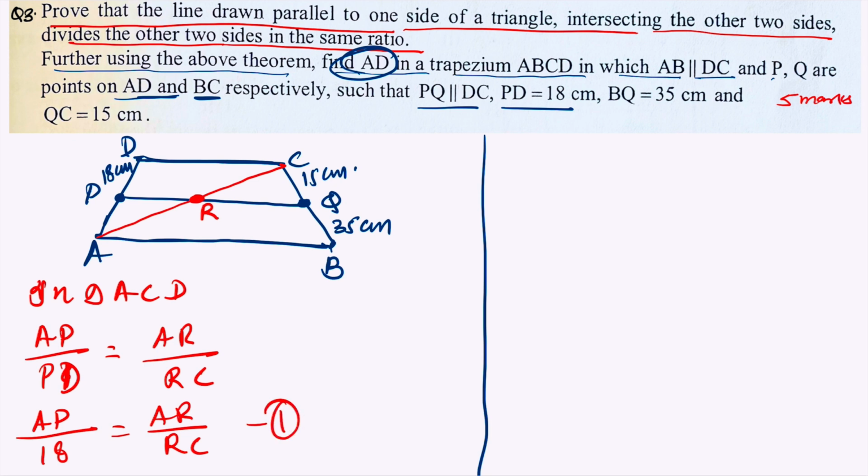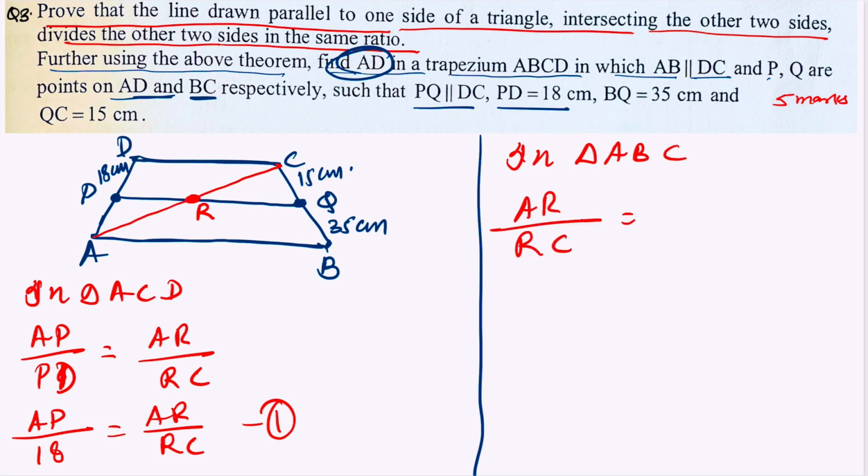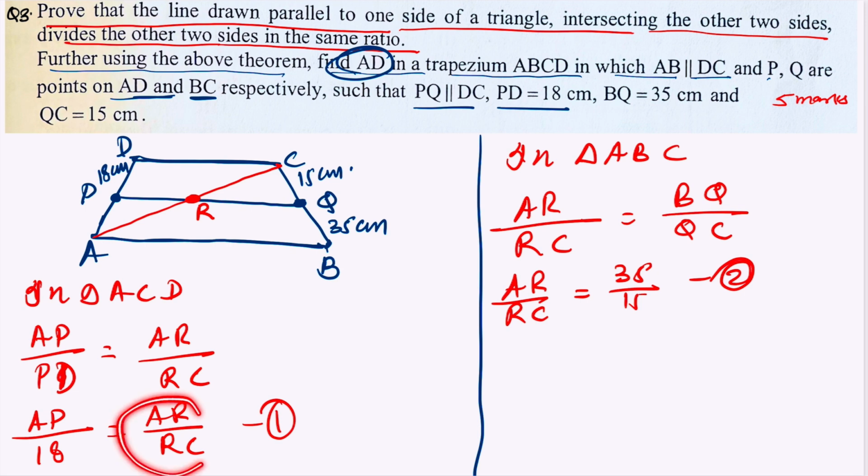This is first. Now consider the second triangle. In this triangle, RQ is parallel to AB. So using BPT we can write that in triangle ABC, AR upon RC will be equal to BQ upon QC. BQ is 35 and QC is 15, and this is 2. In first we have already found AR by RC is equal to this, and in second AR by RC is equal to 35 by 15.